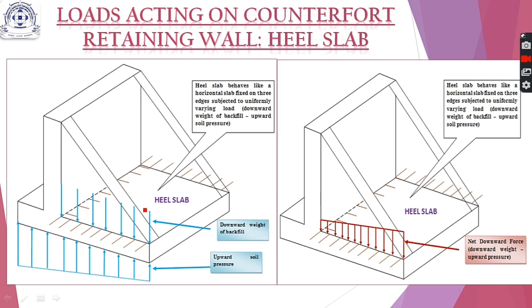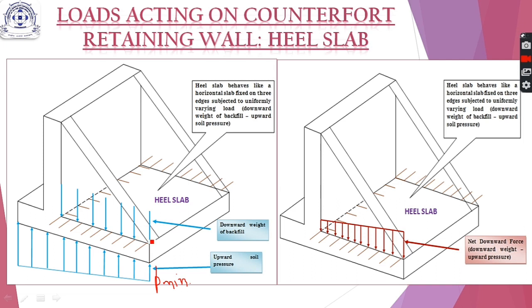The heel slab is acted upon by two forces. One is the downward weight of the backfill. As this portion is filled with backfill, its weight will act on the heel slab. Apart from that, upward soil pressure will also act on the heel slab. This is the minimum.